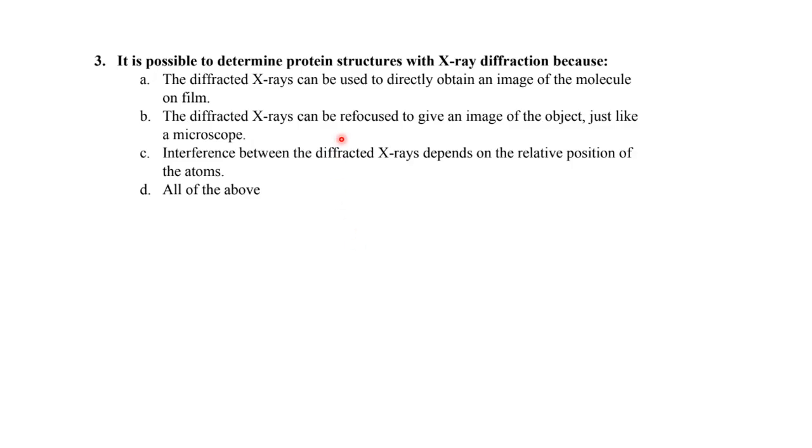Then the third one is: is it possible to determine protein structure with X-ray diffraction? The diffracted X-ray can be used to directly obtain an image of the molecule on film. The diffracted X-ray can be refocused to give an image of the object, just like a microscope. Interference between the diffracted X-ray depends on the relative position of the atoms. Or all of the above. Can anyone answer?